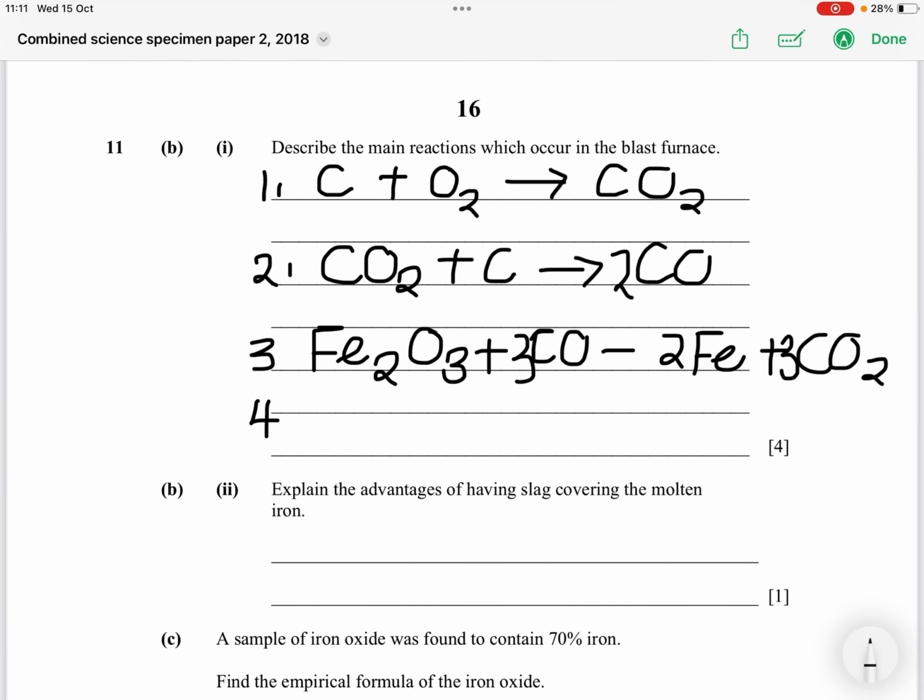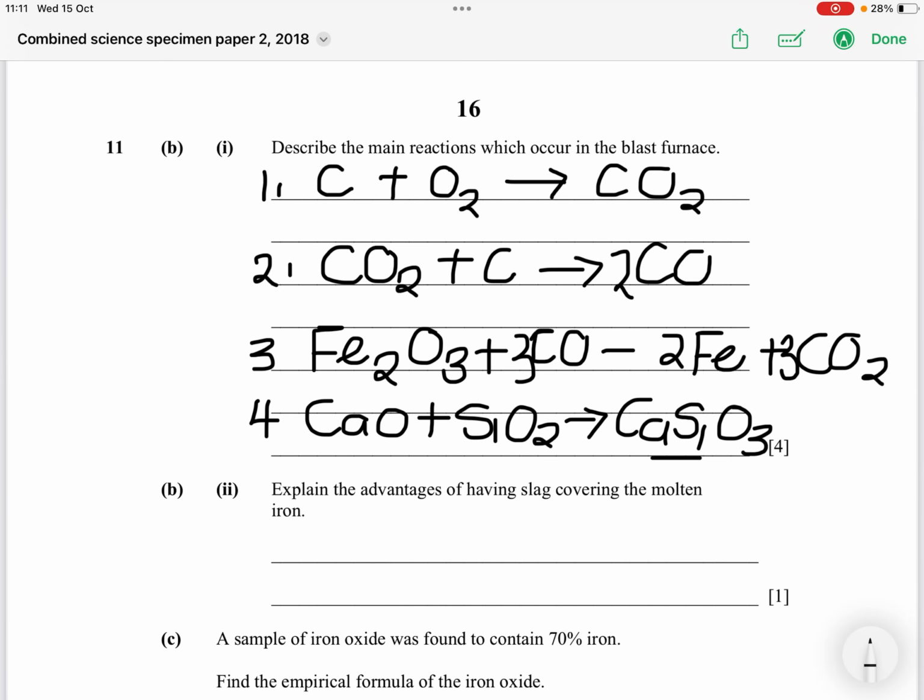And you also need to explain that the limestone is going to decompose to make the sludge which floats on top of the iron ore and can be removed. So we say calcium oxide reacts with silicon dioxide in order to form calcium silicate. This is what is known as the sludge. The sludge floats on top of the iron ore and can be removed.